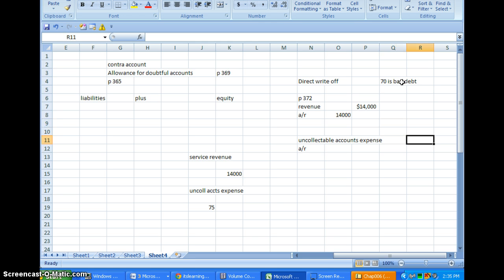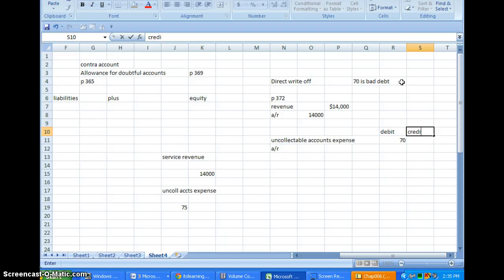So what we do is we increase $70, debit, credit, $70, and we're bringing accounts receivable down. So we're increasing our uncollectible accounts expense and decreasing our accounts receivable. And that's how we account for the direct write-off method.